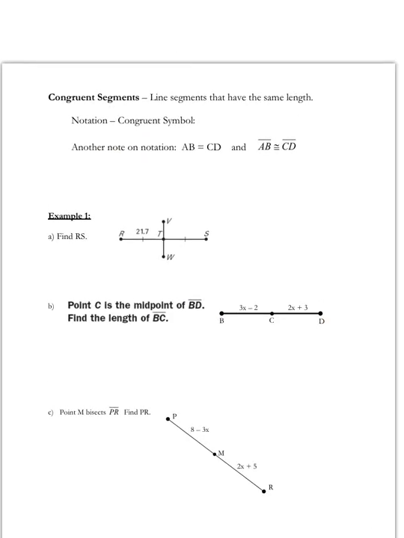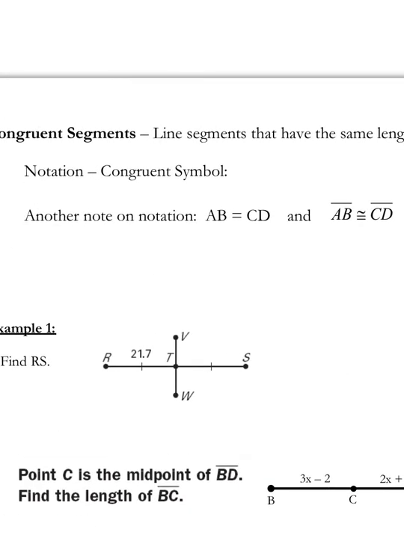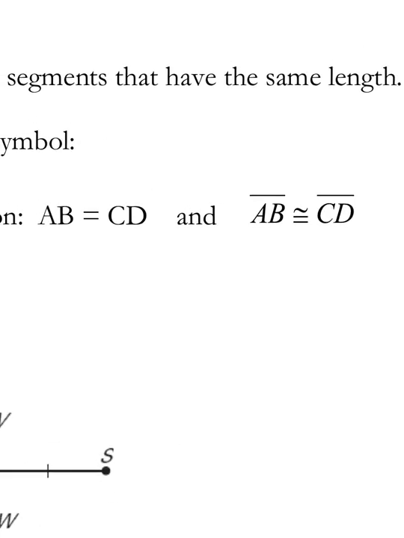Here are our congruent segments. So your notation, line segments have the same length if they are congruent. Your notation is a congruent sign. I've already kind of showed you a little bit. This is what a congruent sign looks like. This is an equal sign. So lengths are equal.